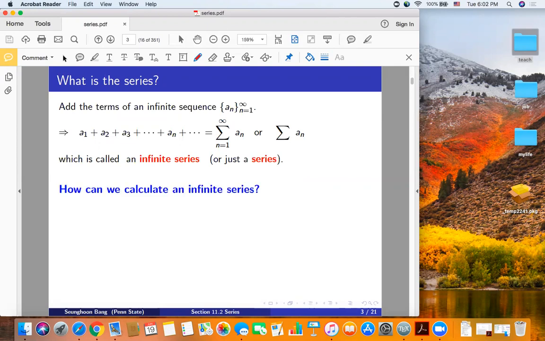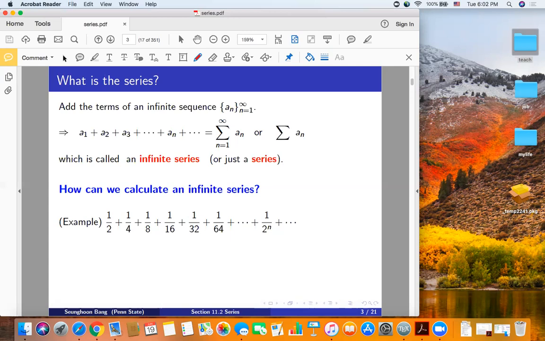How can you calculate an infinite series? This is an example: 1 over 2 plus 1 over 4 plus 1 over 8 plus 1 over 16, 1 over 32, and so on. So how can you calculate this one? Do you know how you can solve this kind of problem? Do you have any idea? If you do, could you write your answer on the chatting board?